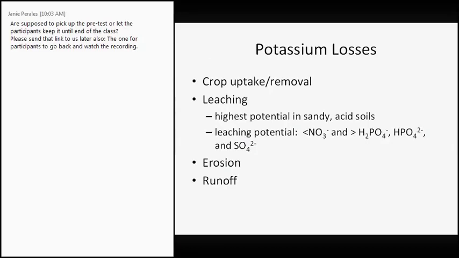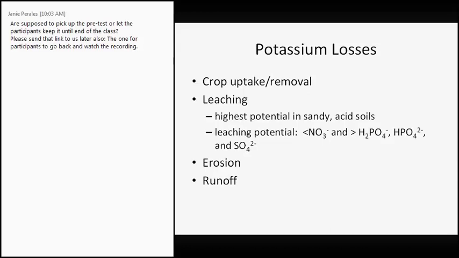So potassium losses. First thing that we want is the crop uptake or crop removal. The second thing that can happen, again, is the leaching. Highest potential is in our acid sandy soils. So if you're looking at the different potentials as far as leaching is concerned, the nitrate's always going to be the greatest. The phosphate's going to be much, much, much less. And then sulfate will be kind of in between the nitrates and the phosphate.